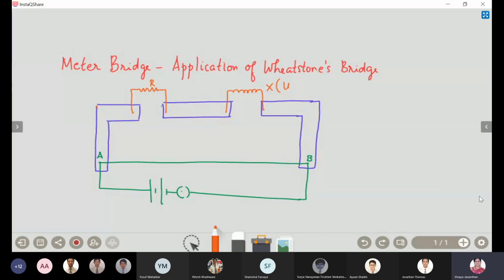So X is the unknown resistance, and from the central knob, you are connecting it to the positive terminal of a galvanometer. From the negative terminal of the galvanometer, you are connecting it to a jockey. But draw with proper scale measurement, not a freehand diagram. Very important from both practical point of view as well as even in the board exam.